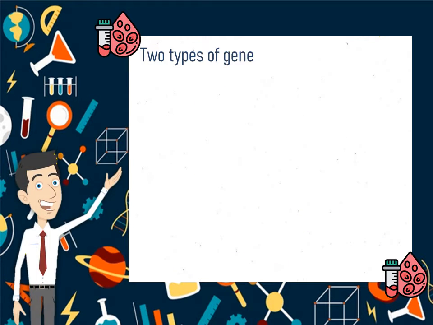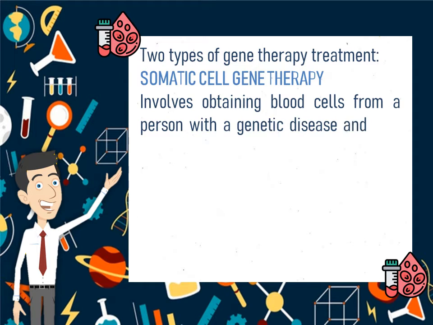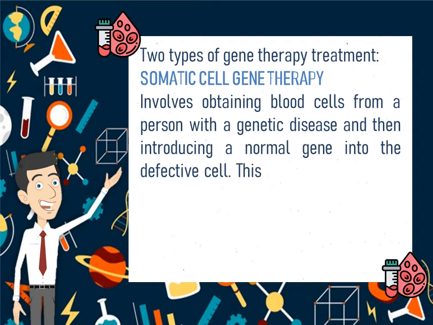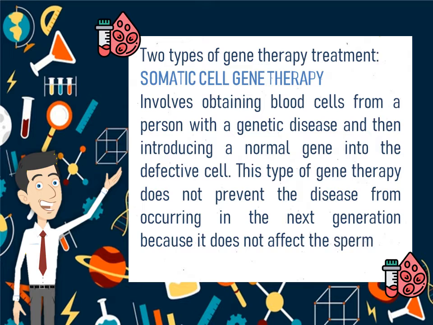Then there are two types of gene therapy treatment. First is somatic cell gene therapy. This involves obtaining blood cells from a person with a genetic disease and then introducing a normal gene into the defective cell. This type of gene therapy does not prevent the disease from occurring in the next generation because it does not affect the sperm and egg cells.